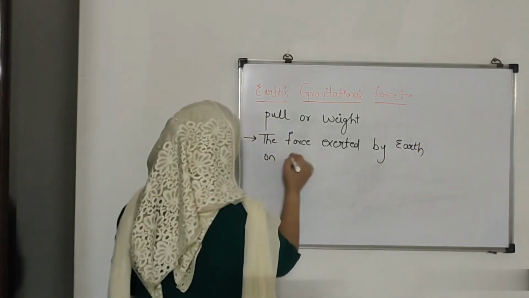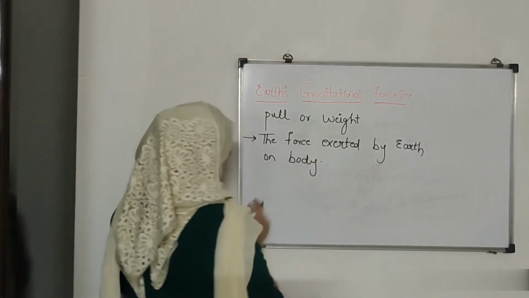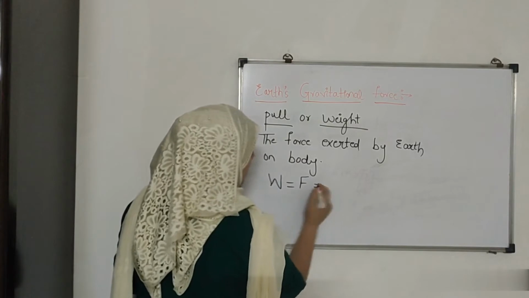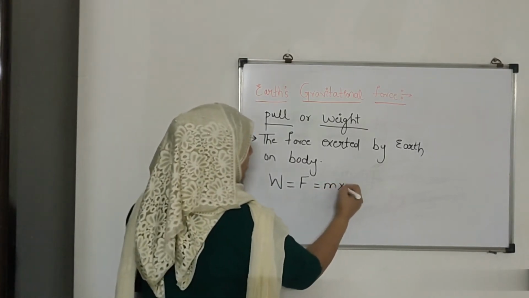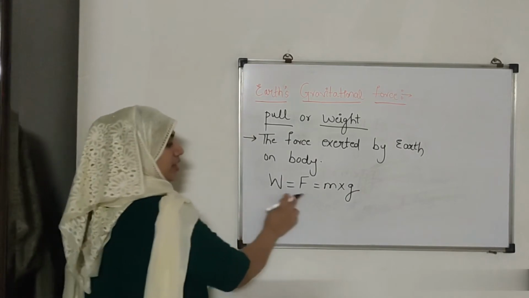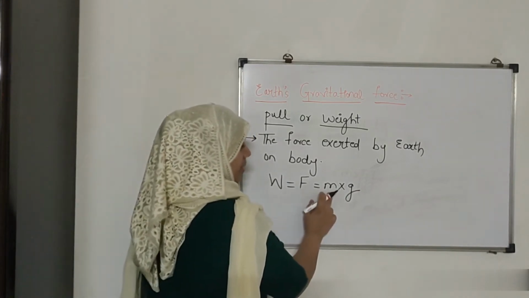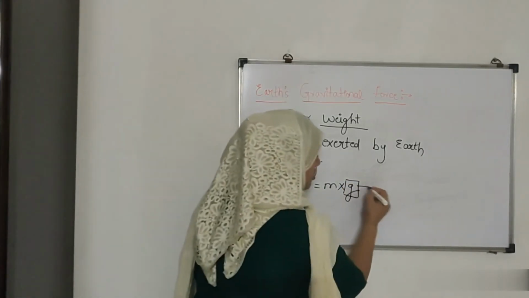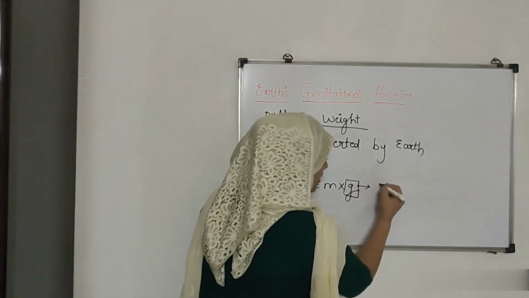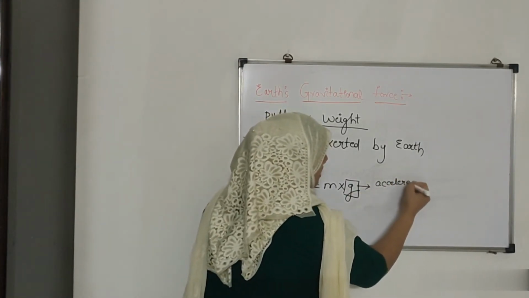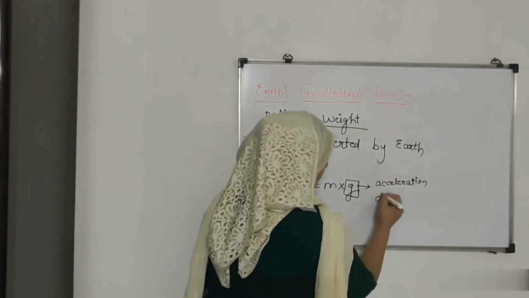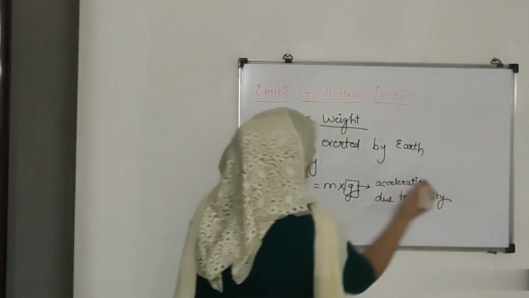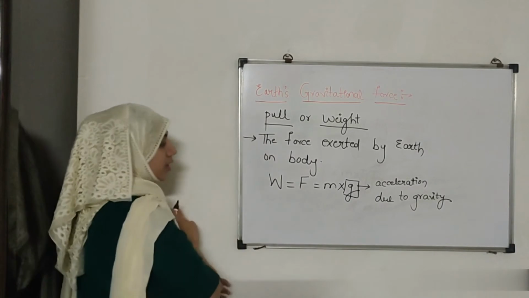So it means my weight becomes the gravitational force, m into g. According to Newton's second law, force is nothing but mass into acceleration. So here acceleration is the small g, and that is due to gravity. So I say that small g is nothing but acceleration due to gravity. So gravity is the force exerted by the Earth on the body.